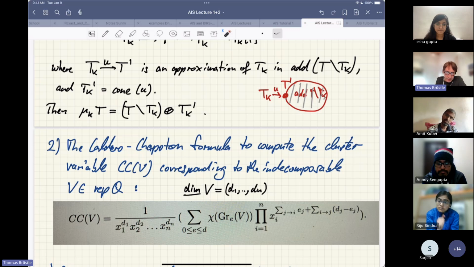So for any dimension vector E which is smaller than the dimension vector D, just pointwise, coordinate by coordinate, I have numbers that are smaller or equal to D_i. When I have such an E, first I form the Grassmannian of all submodules of dimension vector E which are submodules of V. So this is a little bit of geometry.